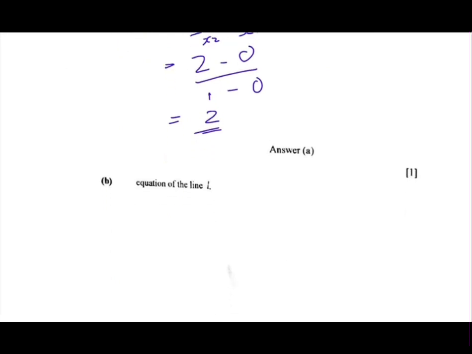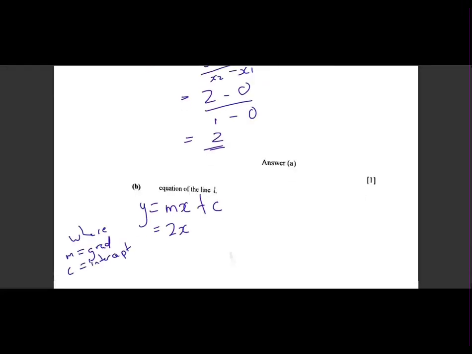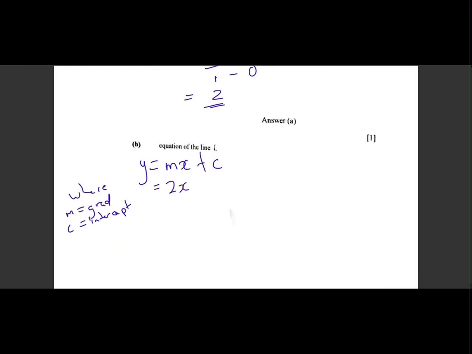Find the equation of line L. To find the equation of a line, we first write the general equation of a straight line. y is equal to mx plus c, where m is the gradient, which we just calculated, and c is the y-intercept. The y-intercept is where the line cuts the y-axis. Okay, so the line cuts the y-axis at 0, at the origin. So our equation will be y is equal to 2x, because our gradient is 2.